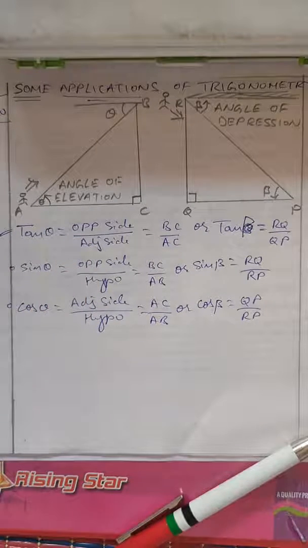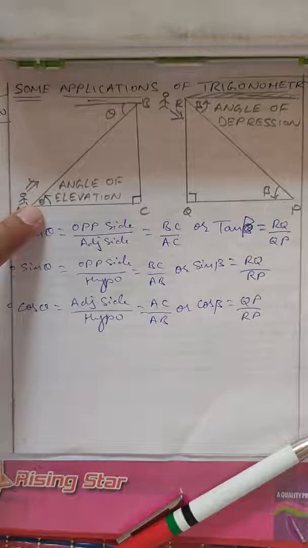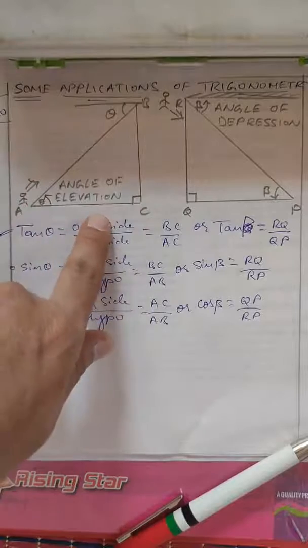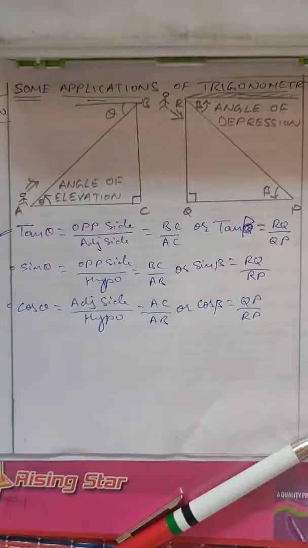So there are three unknowns. Either the angle may not be given and these two sides may be given, or one of the sides and the angle may be given, and you need to find the other side.